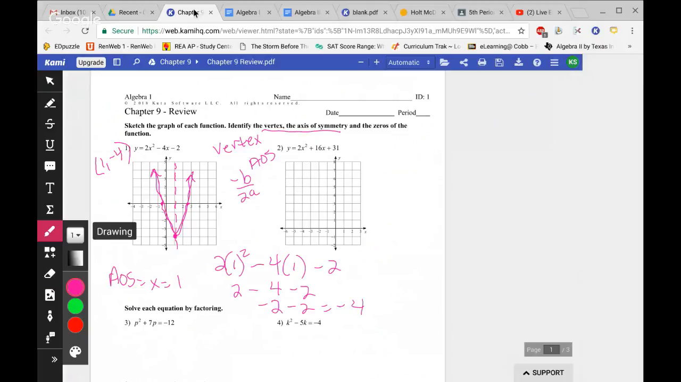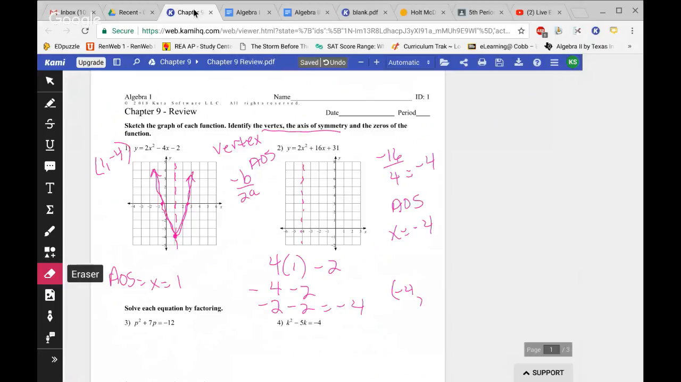Yes, I did it. Okay, so we got negative b, which is going to be the opposite of 16, or negative 16, all over 2 times a, which is 2 times 2, which is 4. So then that reduces to negative 4. So our axis of symmetry is x equals negative 4. Is that what you got also? Yes. Cool. Awesome.